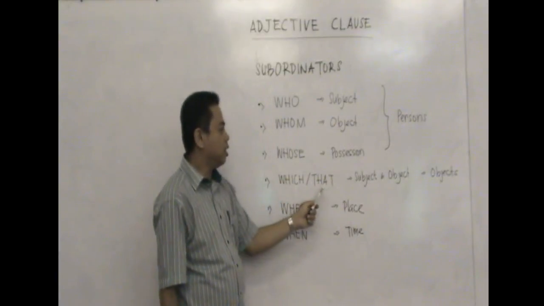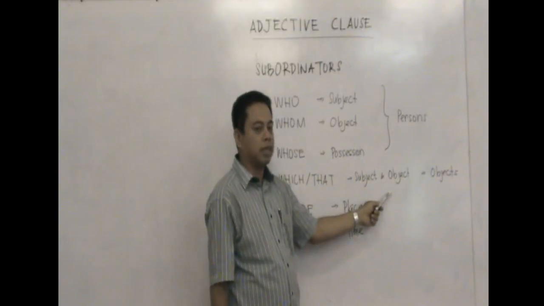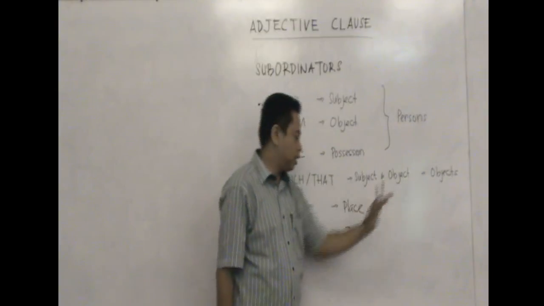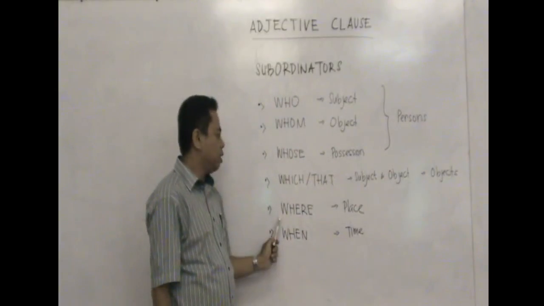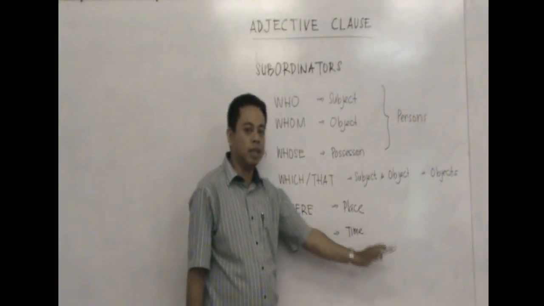Which and that are used to substitute subject or object when they refer to objects. And where is to indicate place, and when is to indicate time.